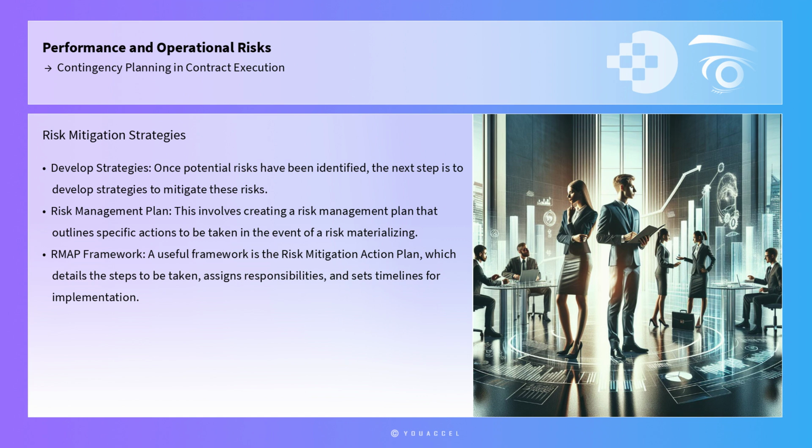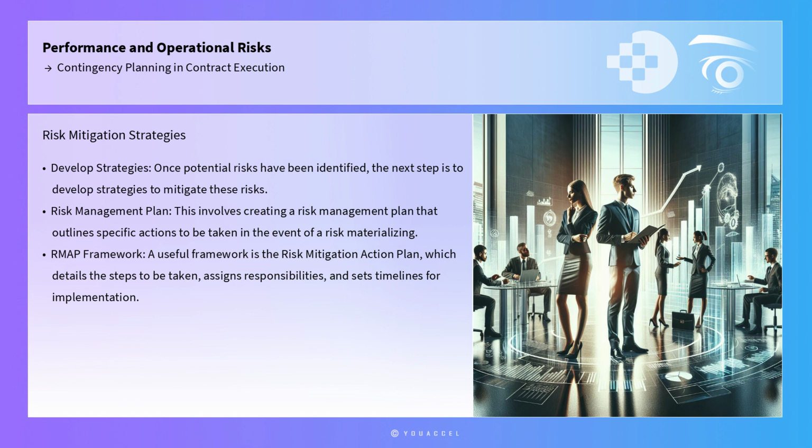Once potential risks have been identified, the next step is to develop strategies to mitigate these risks. This involves creating a risk management plan that outlines specific actions to be taken in the event of a risk materializing. A useful framework for this stage is the Risk Mitigation Action Plan, which details the steps to be taken, assigns responsibilities, and sets timelines for implementation. The RMAP should be dynamic, allowing for regular reviews and updates as new risks emerge or existing risks evolve.